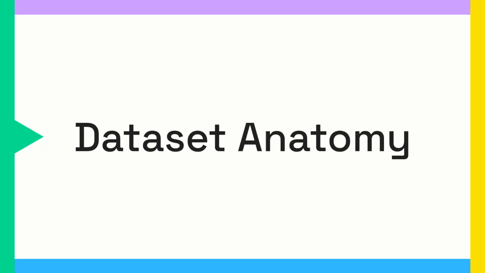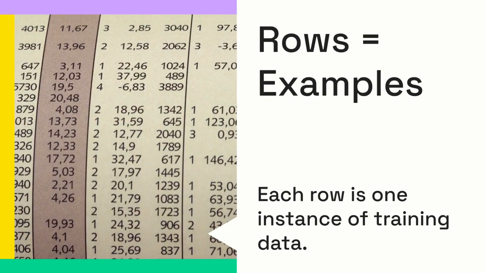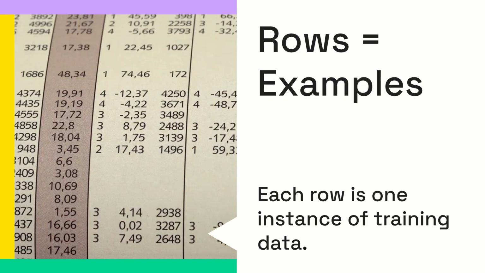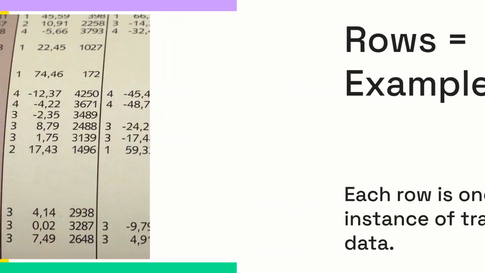Think of it like a giant spreadsheet or a table, and we're going to look at the structure. First, the rows. Each row in your dataset is an example or a single training item. If you're training an AI to recognize a cat, one row is one picture of a cat.